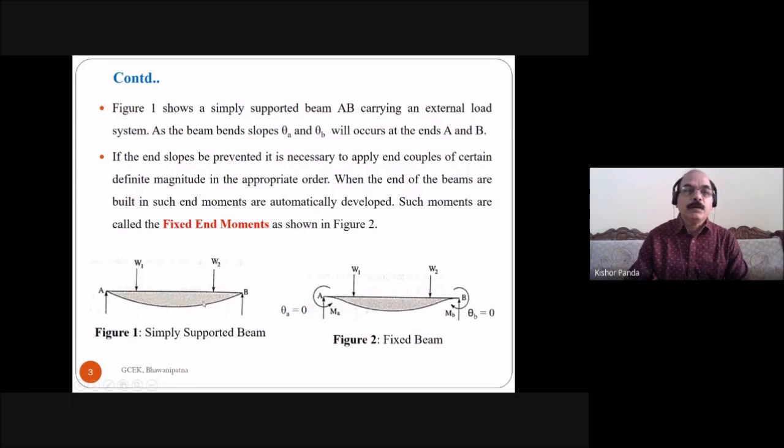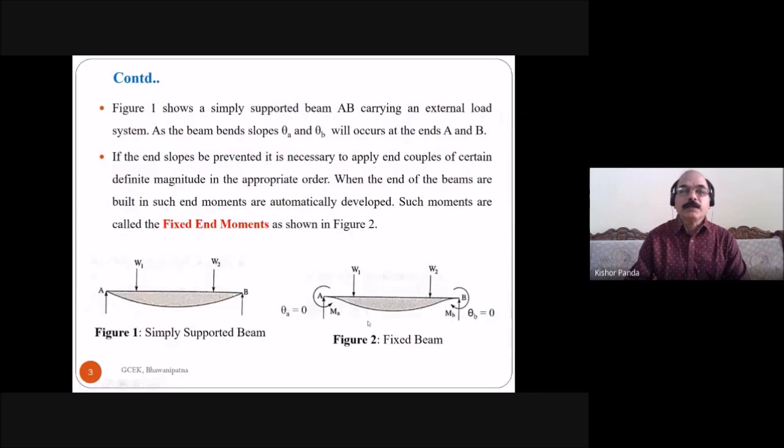Look at this figure. This is a simply supported beam and this is a fixed beam. Here in the simply supported beam, at the ends there are end slopes theta A and theta B, because this is the elastic curve. This is the original axis of the beam and this is the elastic curve. When you draw a tangent to the elastic curve, the angle between the original axis and the tangent is the slope or rotation. So in the simply supported beam there is a slope at end A and a slope at end B.